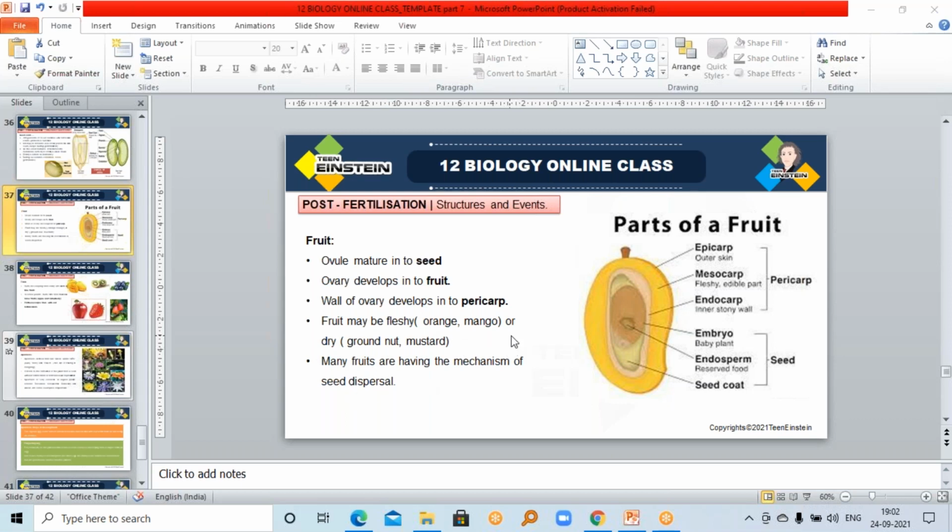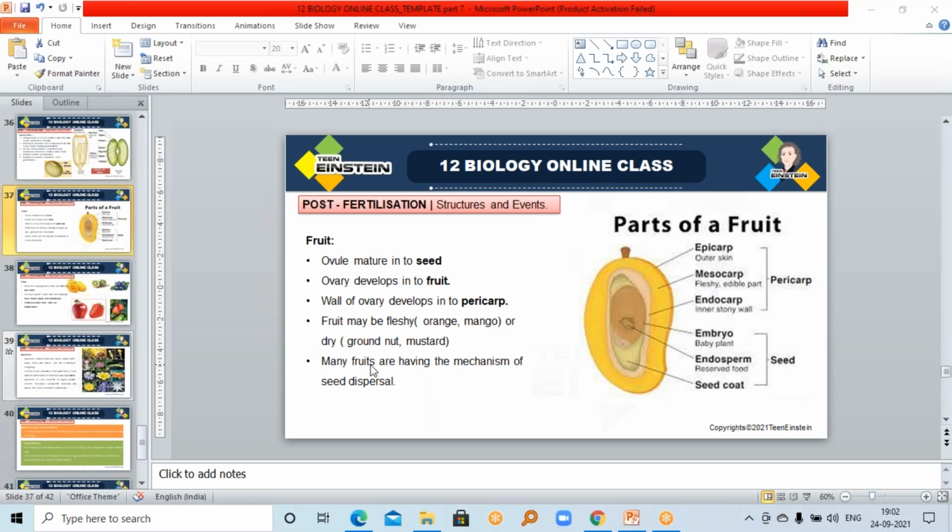And in some fruits, we can see dry fruits, not only nuts but dry fruits like groundnut, mustard and others. There is no fleshy part. These are fruits, but they don't have the fleshy part. They are also a product of fertilization, but they don't have a fleshy part like orange, mango and others.